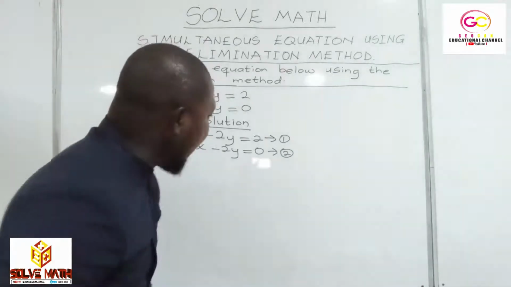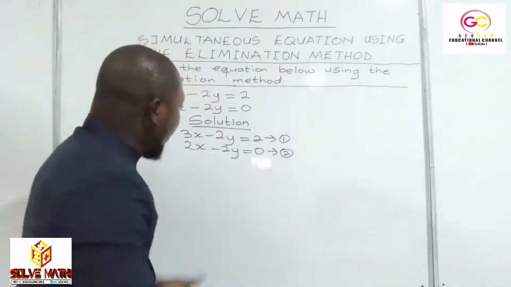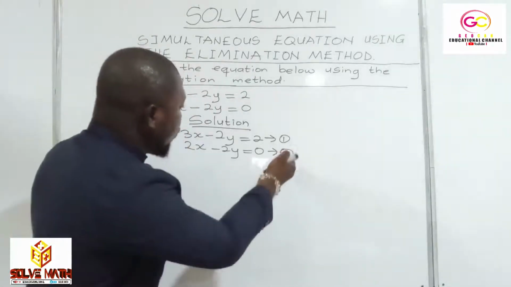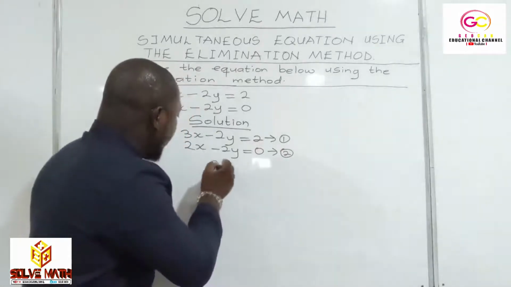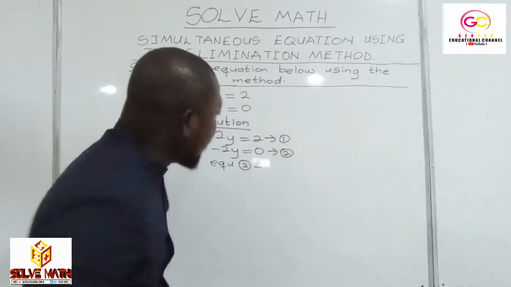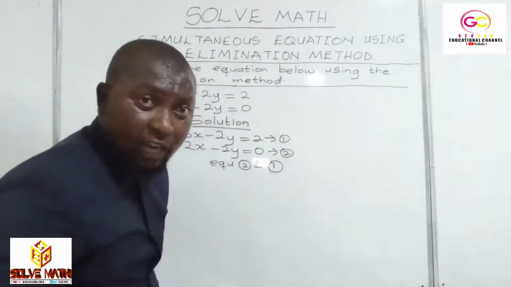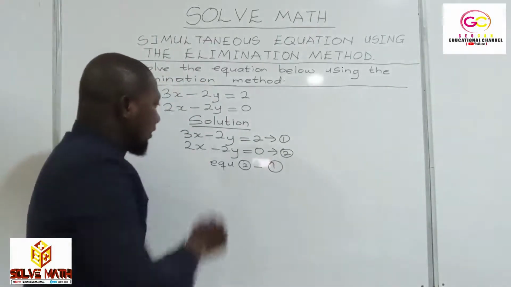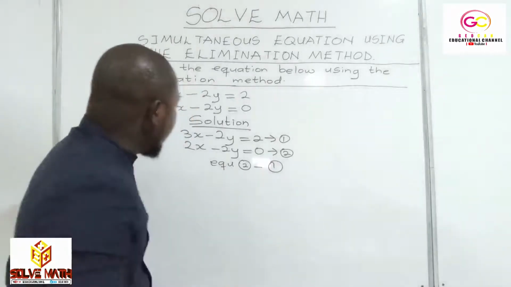What I said is that you will have to eliminate one of the variables, and we are going to eliminate y. And how are we going to do that? It will be equation 2 minus equation 1, right? So equation 2 minus equation 1. Meaning this minus that, right? You have equation 2, you subtract from that. So let's do that.